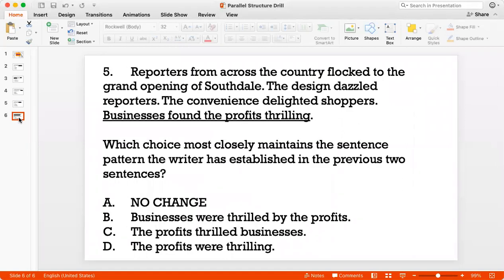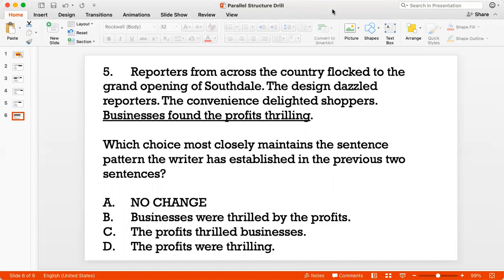Okay, sometimes parallel structure can also be about how you write a sentence to convey the flow of information. For example, reporters from across the country flocked to the grand opening of Southdale. The design dazzled reporters, the convenience delighted shoppers, businesses found the profits thrilling. So the context here is of some sort of a department store or some mall that has opened, because I know that there are shoppers who are delighted by the convenience, there are reporters who like the design, and there are businesses who have made profits.